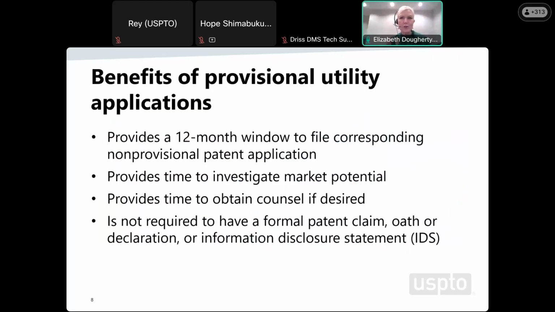Perhaps you're going to a trade show to show your product. Perhaps you are going to do a poster session where you're going to talk about your technology. Before you make these public disclosures, think about filing that provisional patent application. Because remember, again, you do not have to have a formal patent claim, oath or declaration, or information disclosure. So lower bar of entry. Next slide, please.